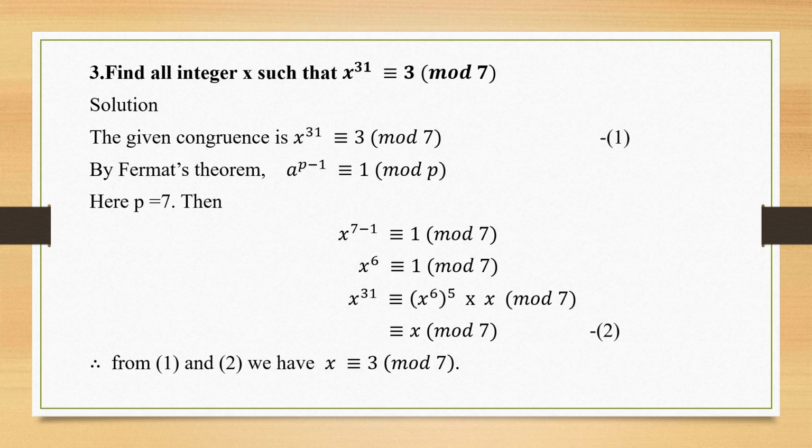So this is x is congruent to 3 mod 7, and this is nothing but on both sides we have the same value, x raised to the power of 31. So from the first and second equation I can write x mod 7 is congruent to 3 mod 7.